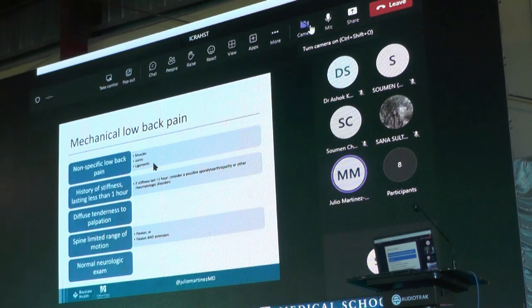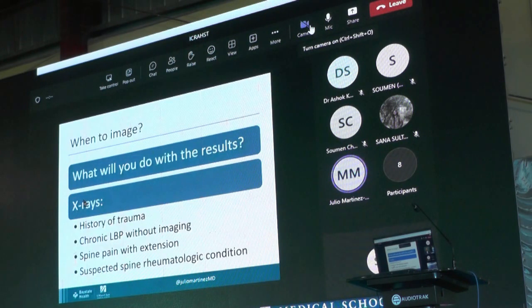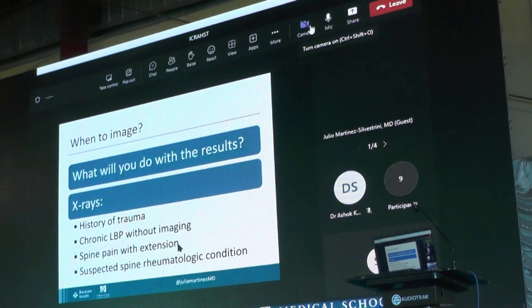Now, I recommend x-rays in patients that have a history of trauma. Any patient that has chronic back pain, so over 12 weeks or 3 months, and never had an x-ray, it may be a good idea to get an image. Also, for patients with pain with extension where you suspect lumbar facet disease, you would like to do x-rays with an oblique view that will emphasize the facet joint. And lastly, if you suspect the patient may have a rheumatologic condition affecting their spine, you may like to obtain x-rays.